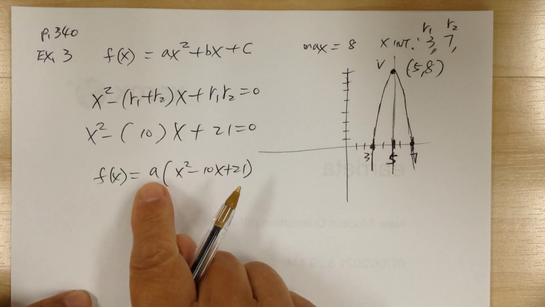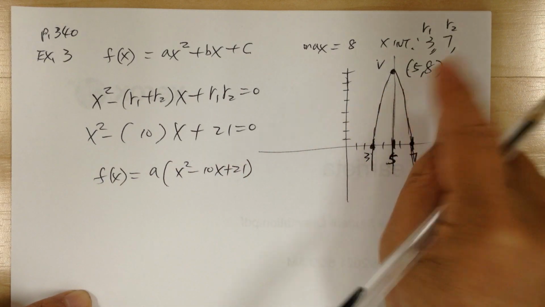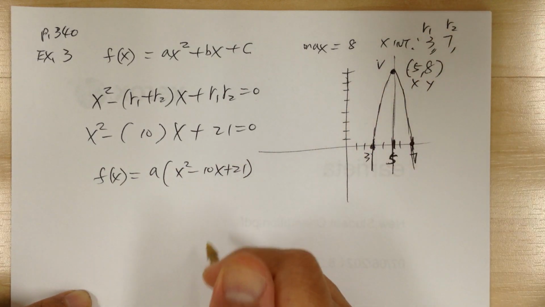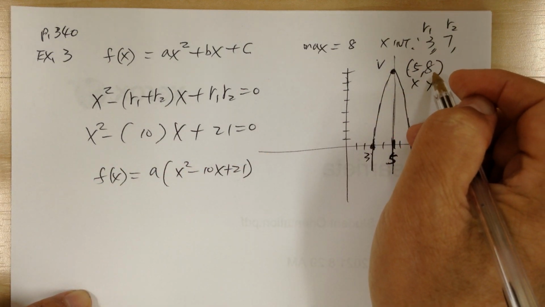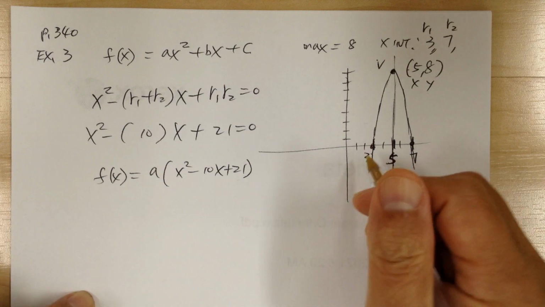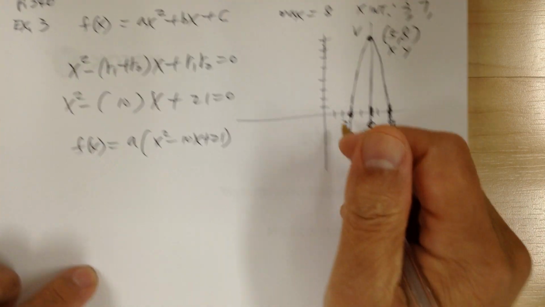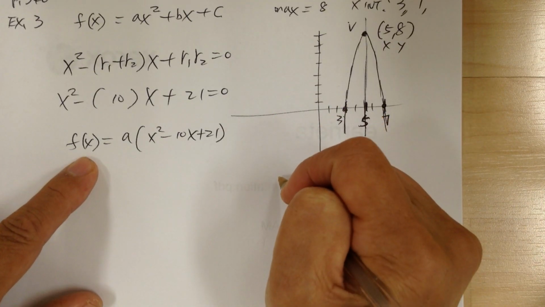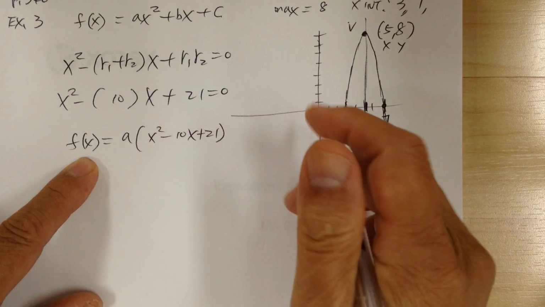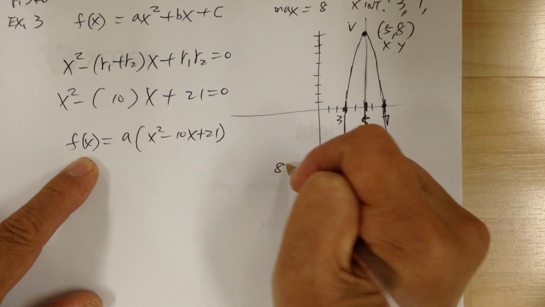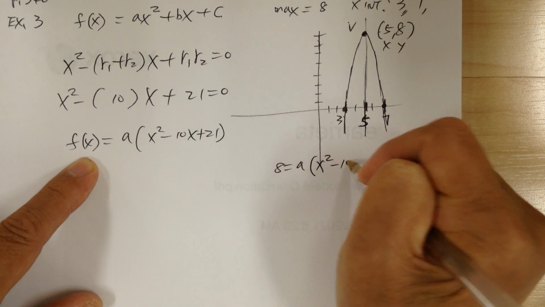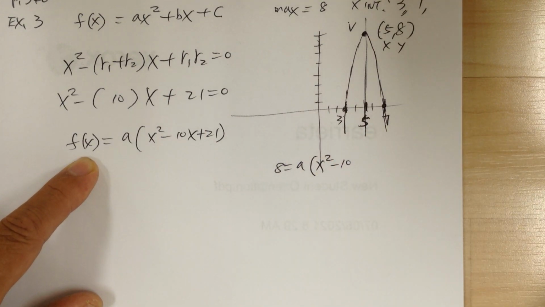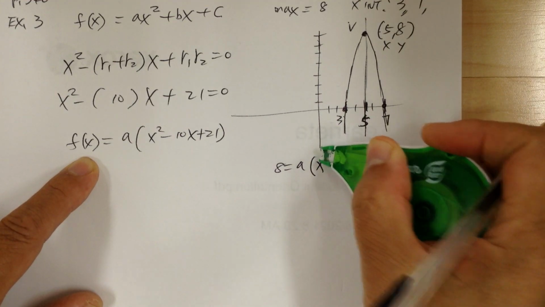Now, to find this a, we have to use this point 5, 8. That's your x and the y, so x is 5 and y is 8. Let's go off to the side so we don't mess up the whole equation. So you're going to get 8 equal to a times 5 squared minus 10 times 5 plus 21.